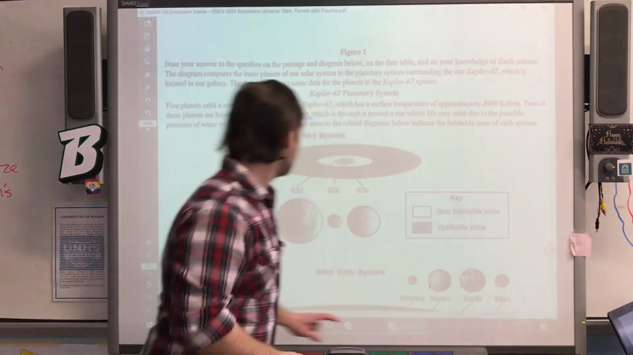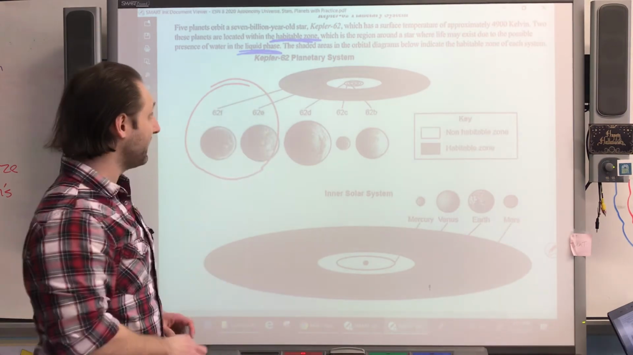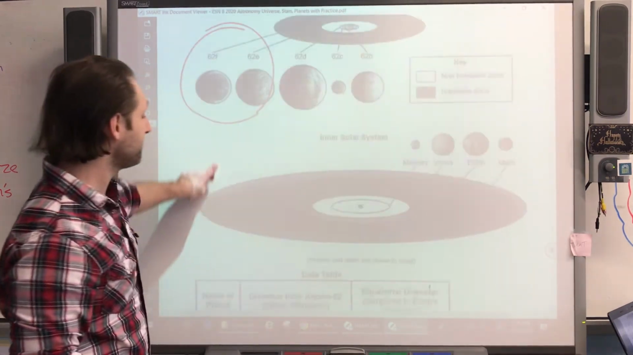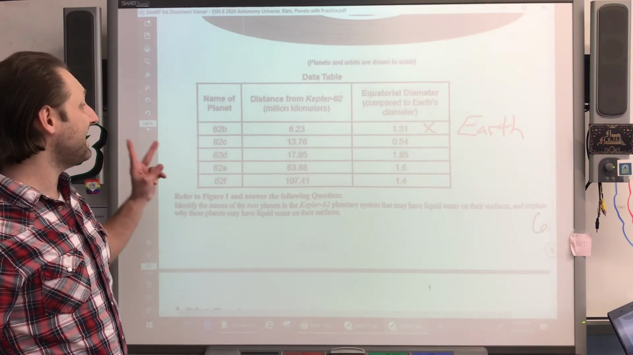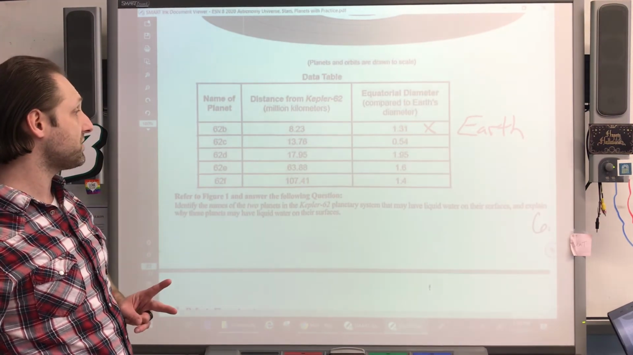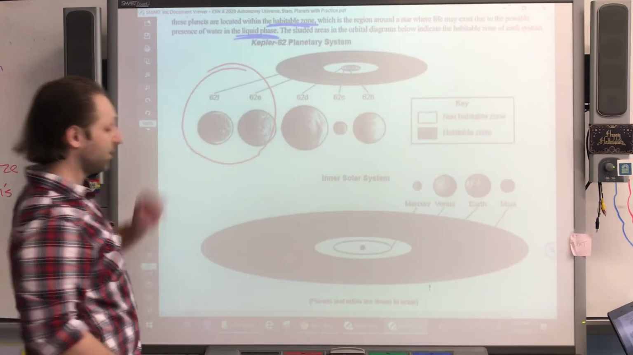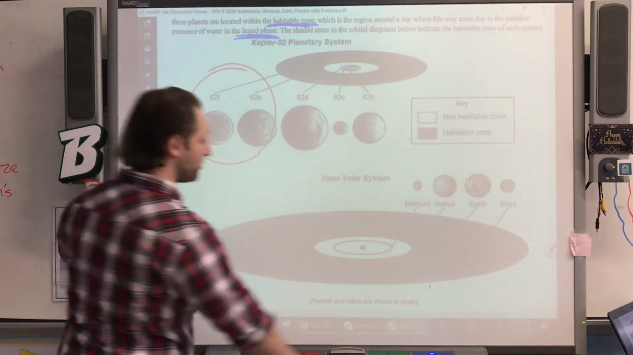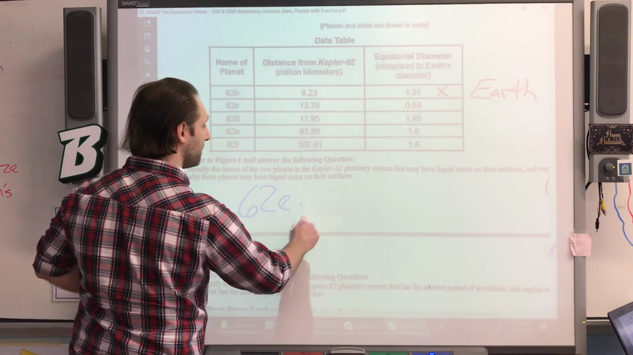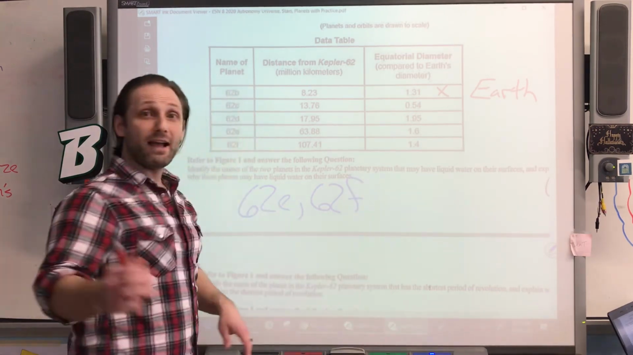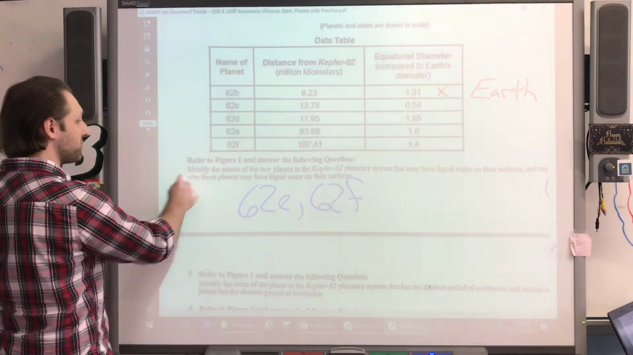Okay. So we've got 62E and 62F are in the habitable zone. Let's just make sure that's what it says. Identify the names of 2 planets in the Kepler-62 planetary system that may have liquid. So right here, we've got at least our 2. 62E, 62F. That's our, no, it's not our answer yet. Well, that's because it asks why.